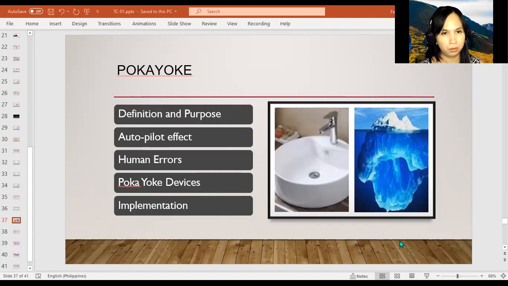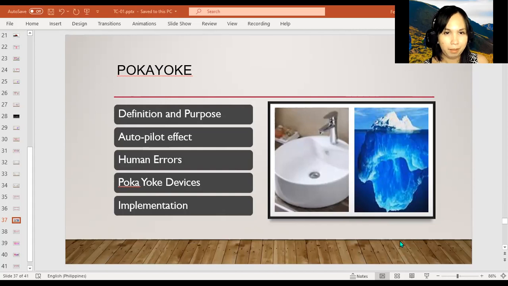Okay, let's go now to the definition. Formally defined, Poka-yoke is an error proofing technique. Poka means error or mistake, and yoke means to avoid. The true purpose of Poka-yoke is to avoid errors or mistakes. And believe it or not, we're all surrounded by Poka-yoke devices.